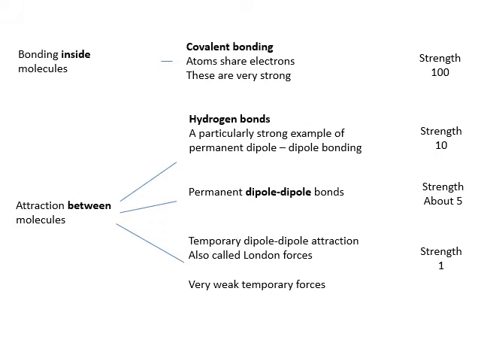To give you an idea of the strength, if a covalent bond, where the atoms share electrons, is 100, then hydrogen bonds, which are an example of permanent dipole-dipole, are about 10. Normally permanent dipole-dipole bonds are about 5, and then going down to your London forces, your very, very weak temporary forces, we're talking about 1. So that gives you an idea of the strength of these bonds. Yes?